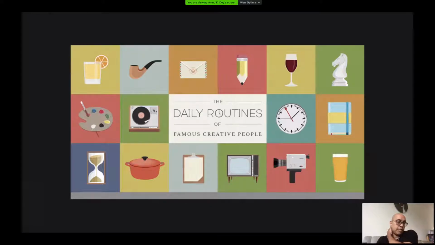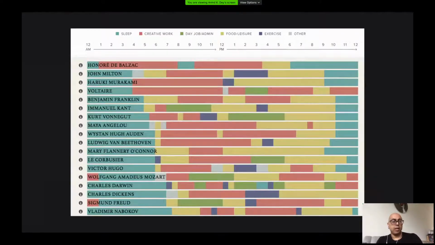And it was really inspiring to me to think about how you can characterize the routines of different people. The editor who aggregated all this data went back to look at old texts and old diaries that they found for these various famous people from different walks of life, to get an understanding of how they spent their time.